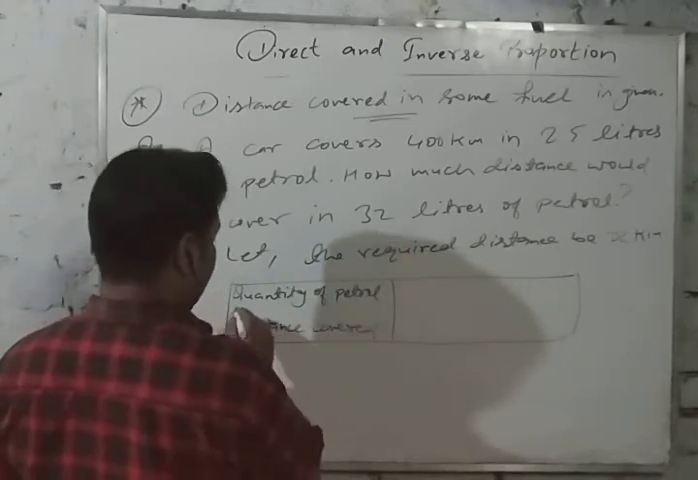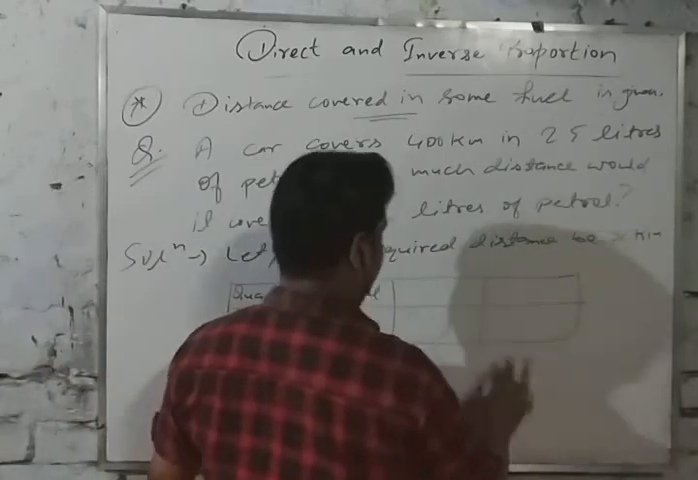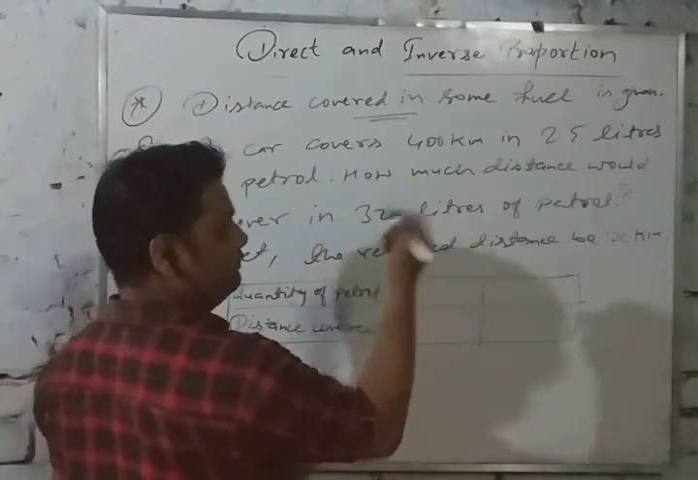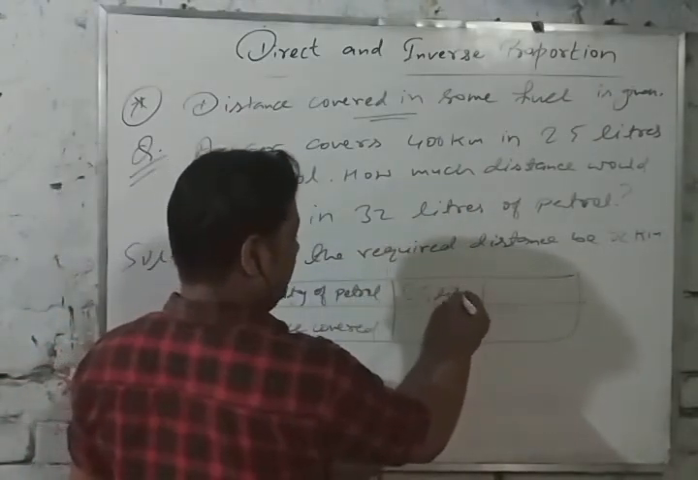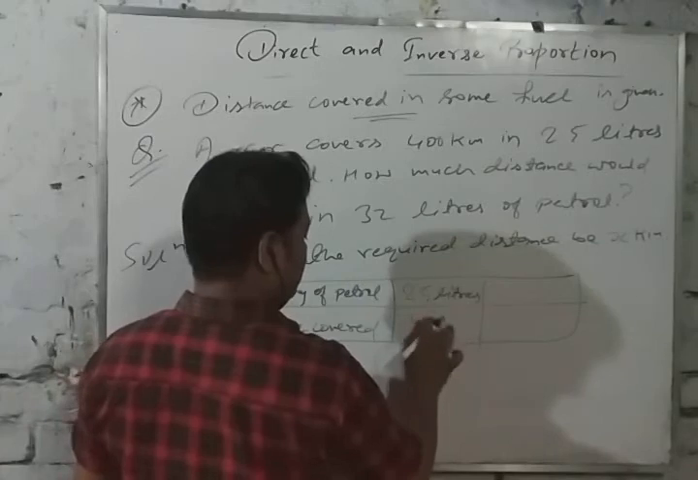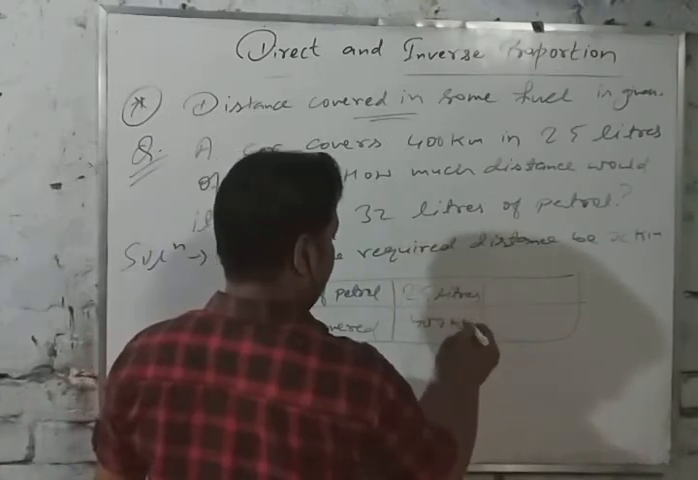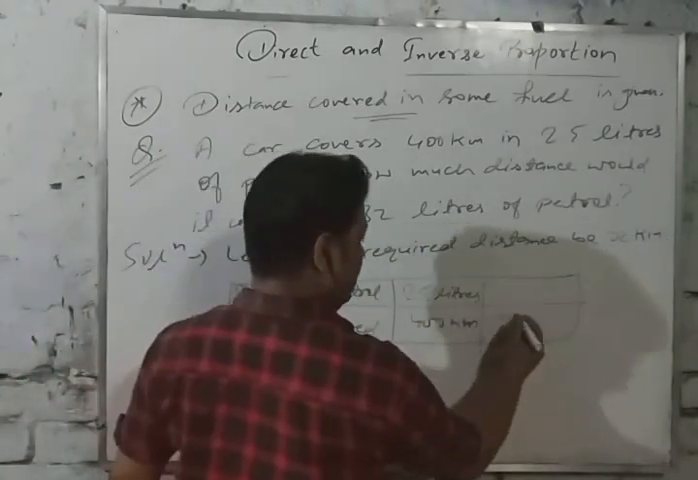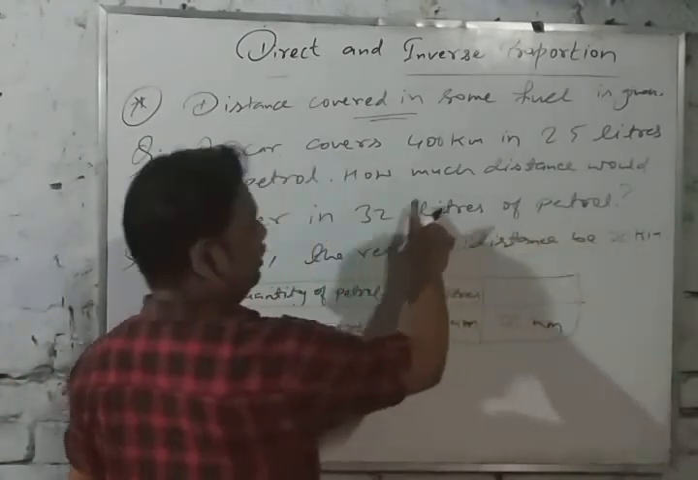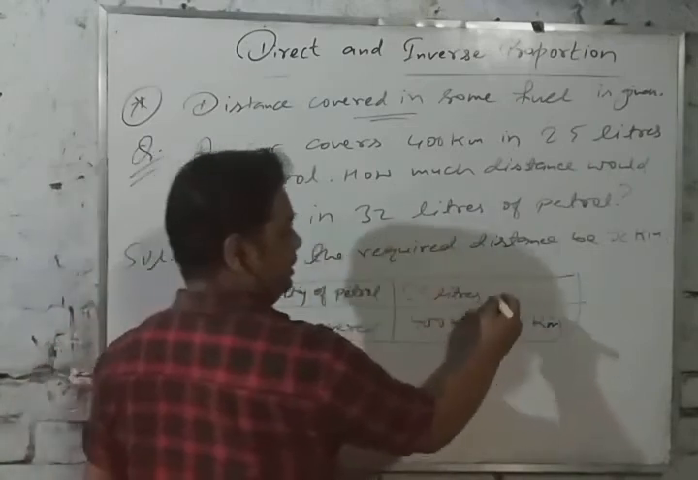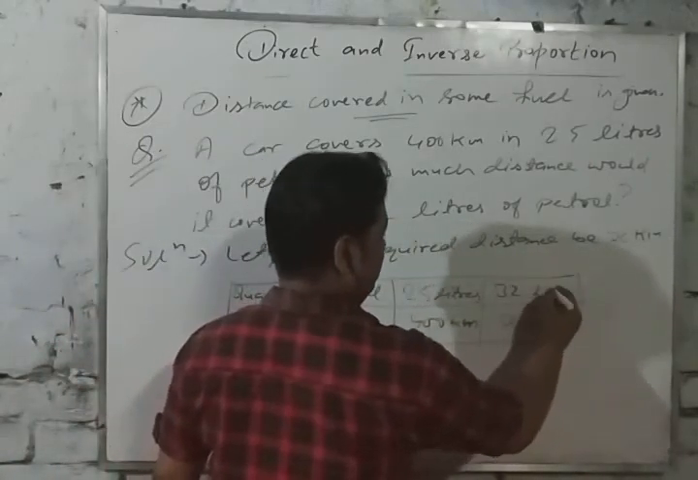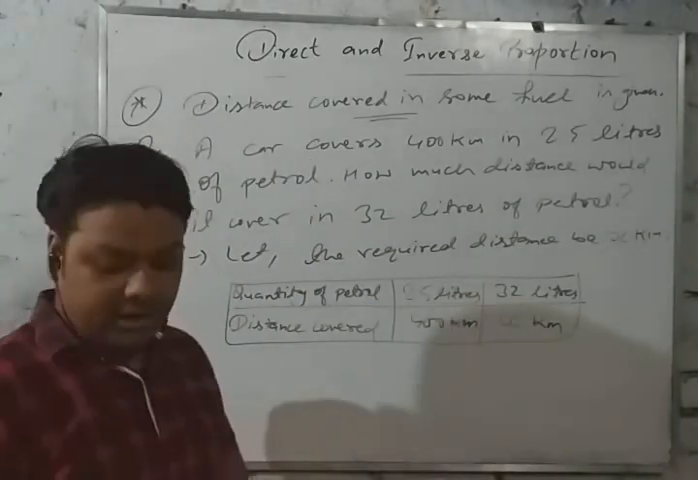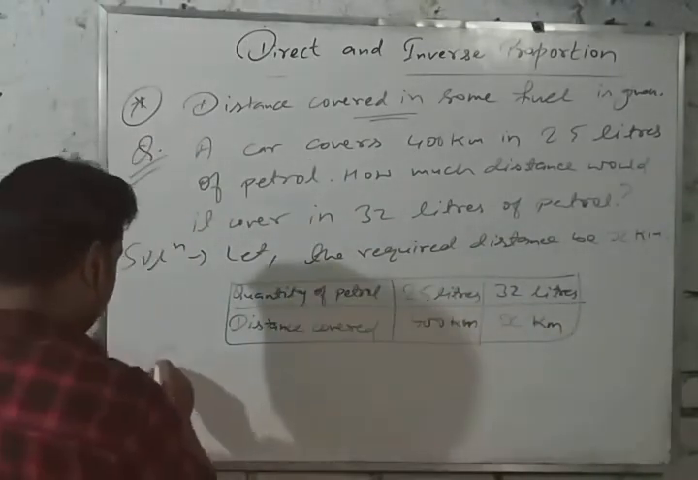Distance covered. Now here, in the first, what is given? 400 kilometers in 25 liters. So here we will write 25 liters and here 400 kilometers. What distance do we have to find? X kilometers. So here we will write x kilometers. And what is the quantity given? 32 liters.